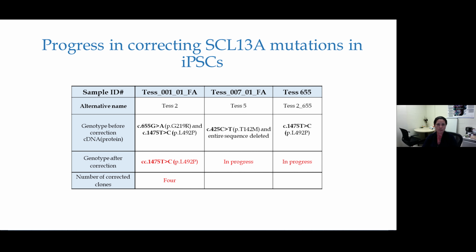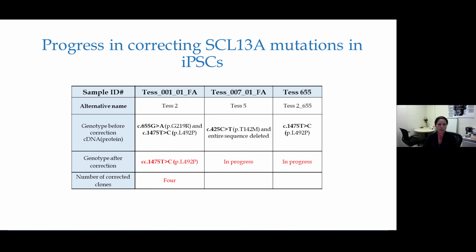So far we have repaired one of the mutations in TESS 2. And as I said, we isolated 4 clones that are corrected, and these cells should express the SLC13A5 protein. We are working on the other 2 mutations, making some adjustments to improve the efficiency and see if we can isolate a couple of clones that are corrected.